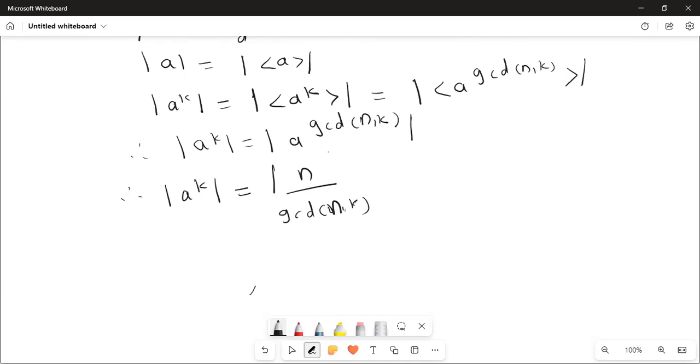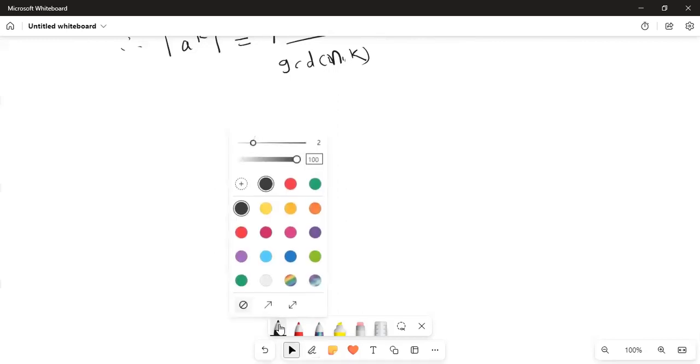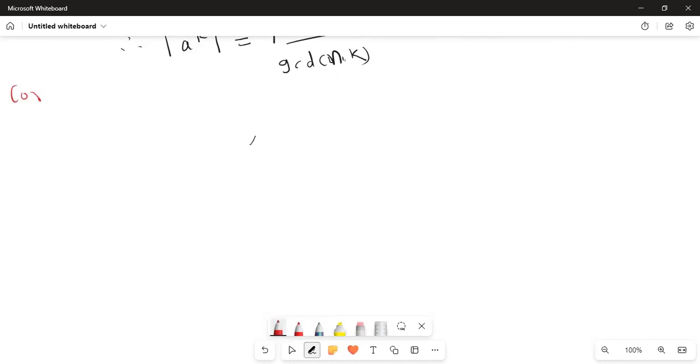ये हुआ हमारा सेकेंड पार्ट प्रूफ. नेक्स्ट कोरोलरी देखते हैं. ये चैप्टर में टोटल थ्योरम ही है, एग्जांपल्स बहुत कम है और बहुत लेंथी चैप्टर है. इम्पोर्टेंट चैप्टर है.